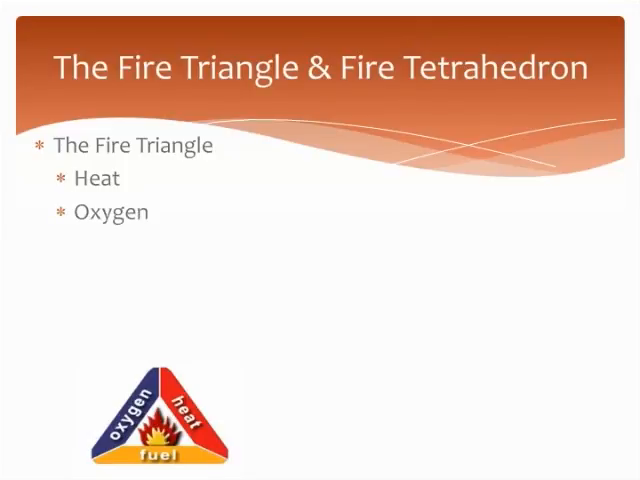Oxygen most often comes from the air around us, or may potentially be in an oxygen tank that a resident may have. The air around us is only 21% oxygen, however, this is enough to allow a fire to burn. The last side of the fire triangle is fuel.